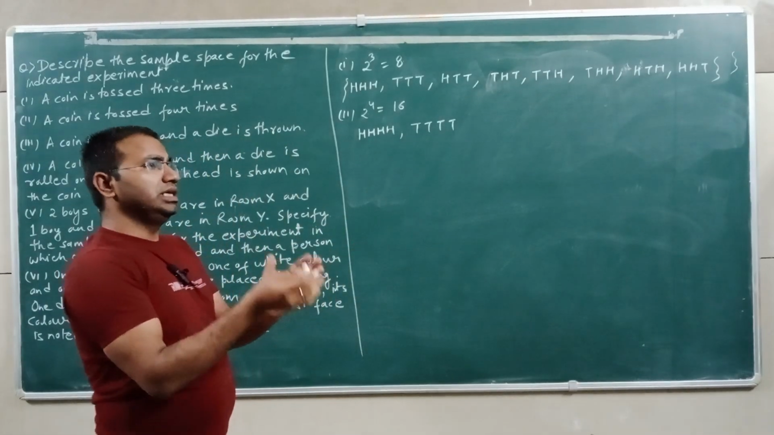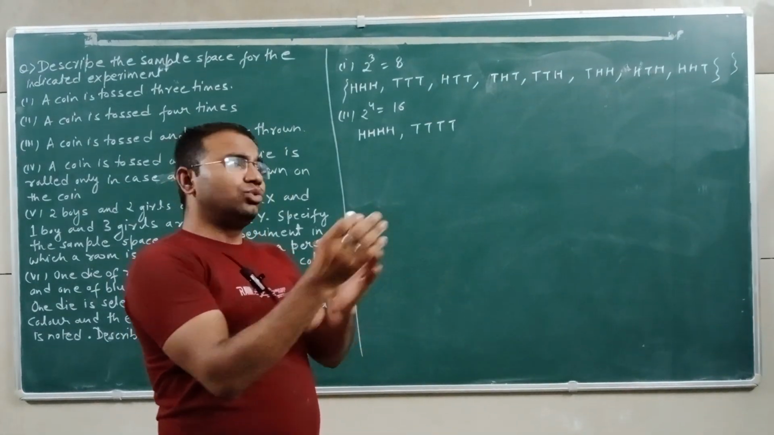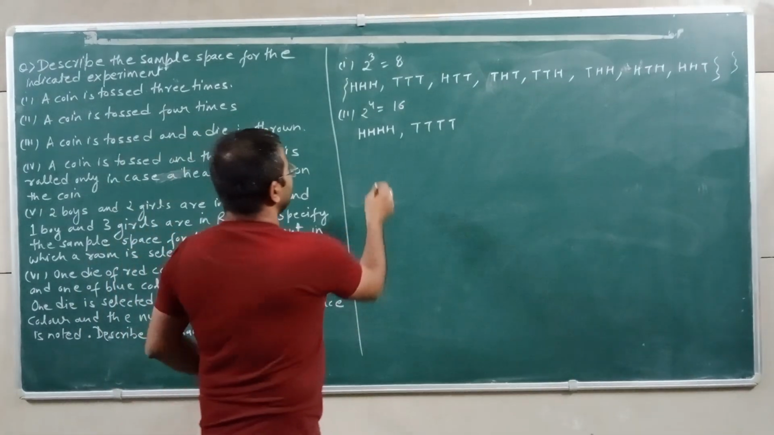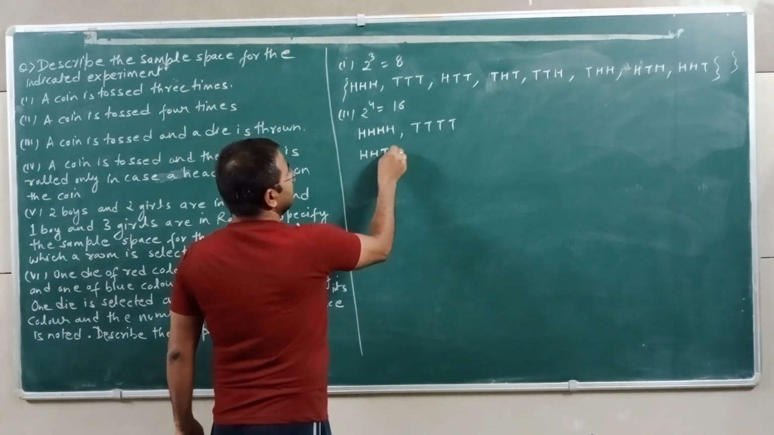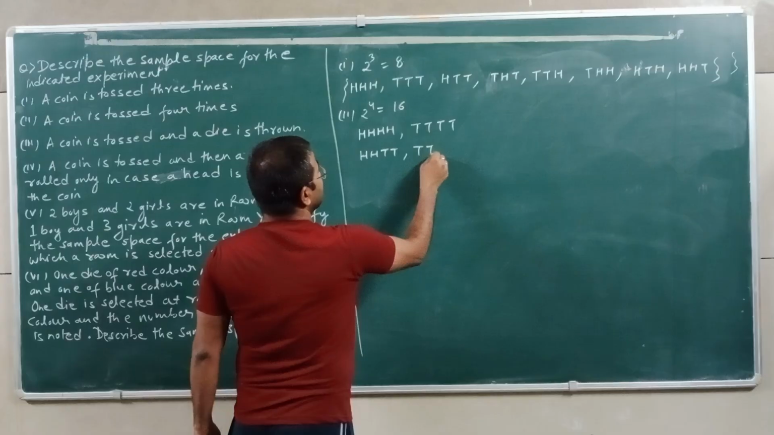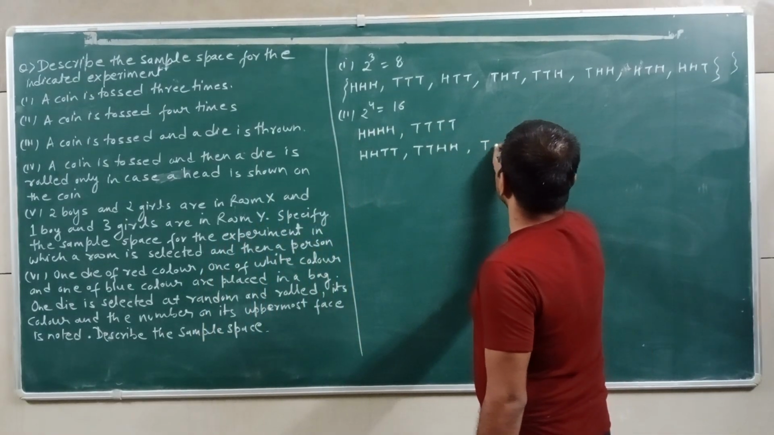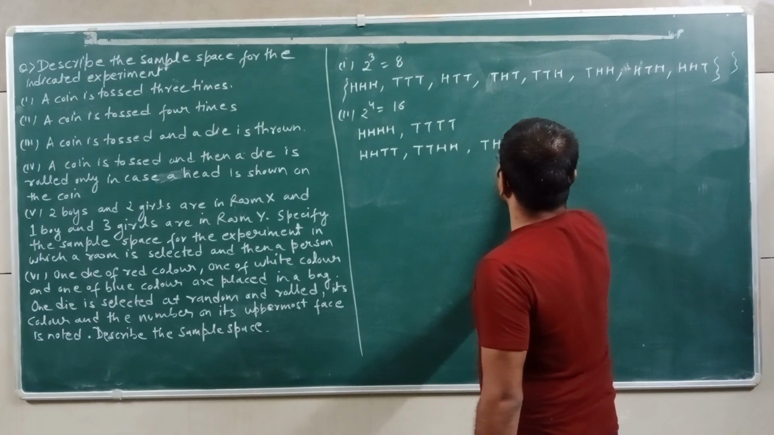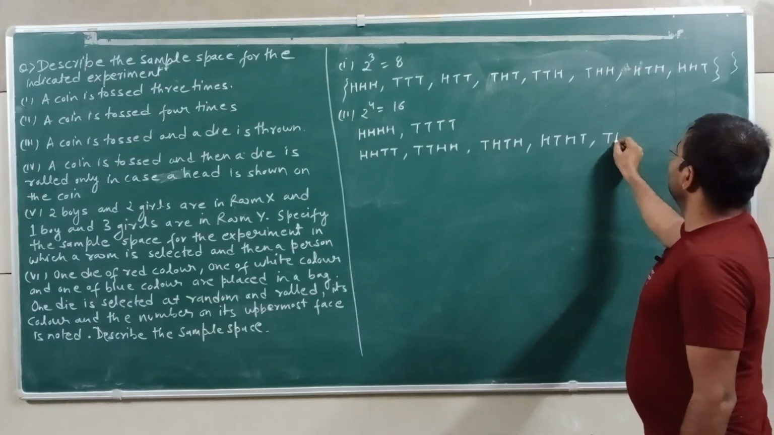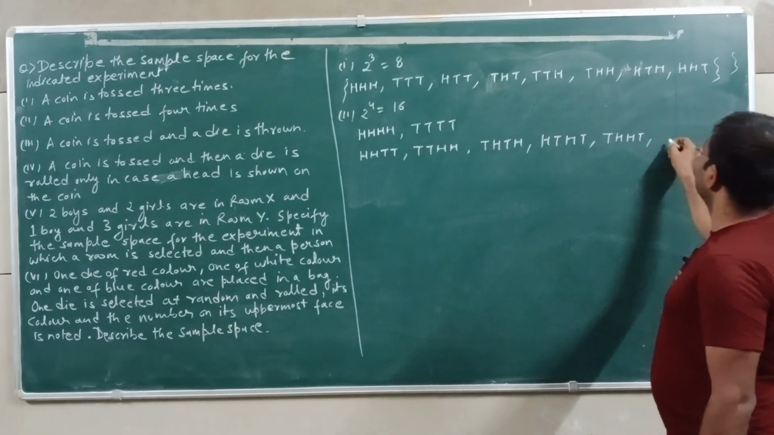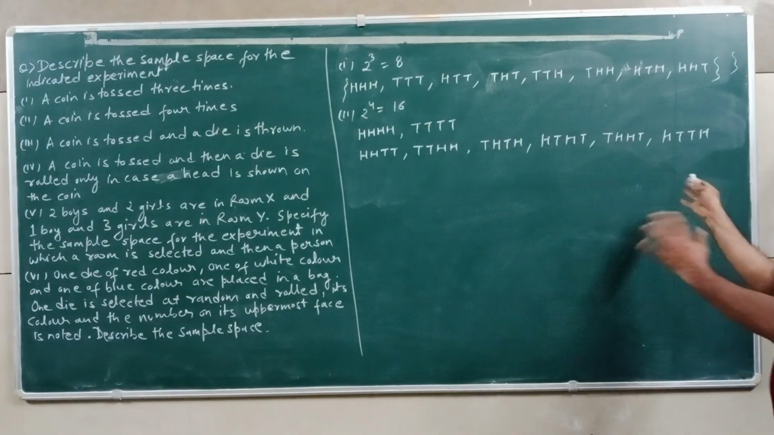Now suppose you are getting two heads and two tails in tossing four coins, how will you write that? Maybe you can write H H T T, or T T H H. Okay, or maybe you can write T H T H, or H T H T, or T H H T, or H T T H. In this way you will make the combinations.